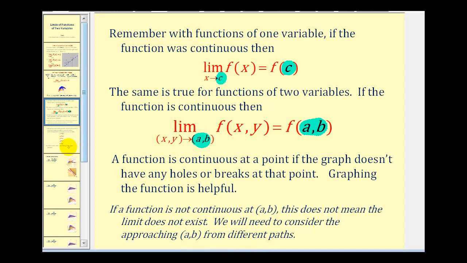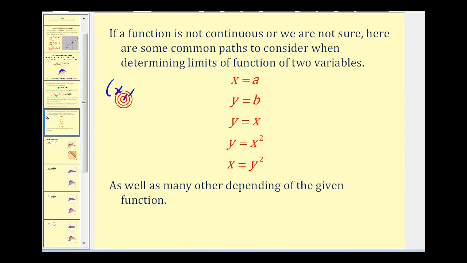So let's talk about the paths for a moment. If (x, y) is approaching the point (a, b), we could consider letting x equal a, y equal b. We may also consider the paths y equals x, maybe even y equals negative x, y equals x squared, x equals y squared, and so on. And these may help us determine if the limit exists or not. Let's go and take a look at some examples.